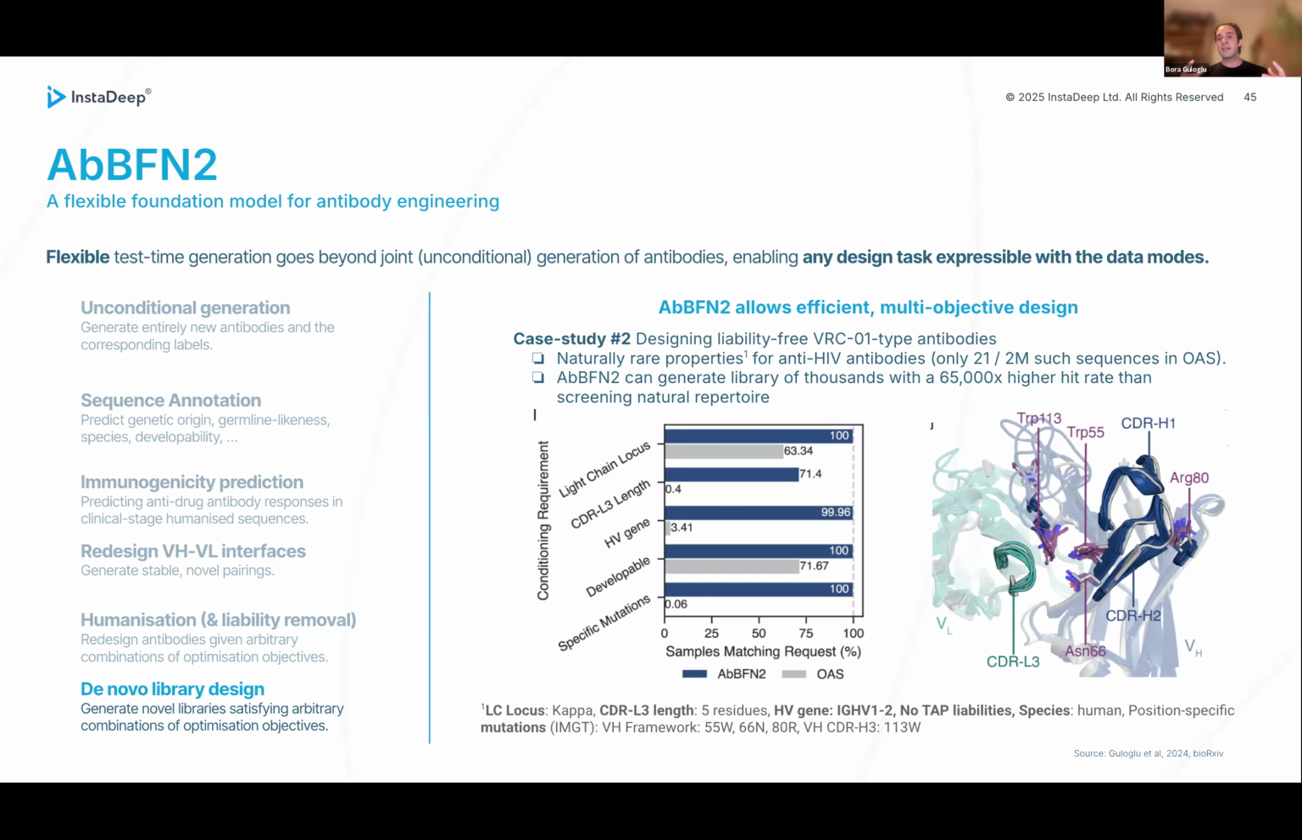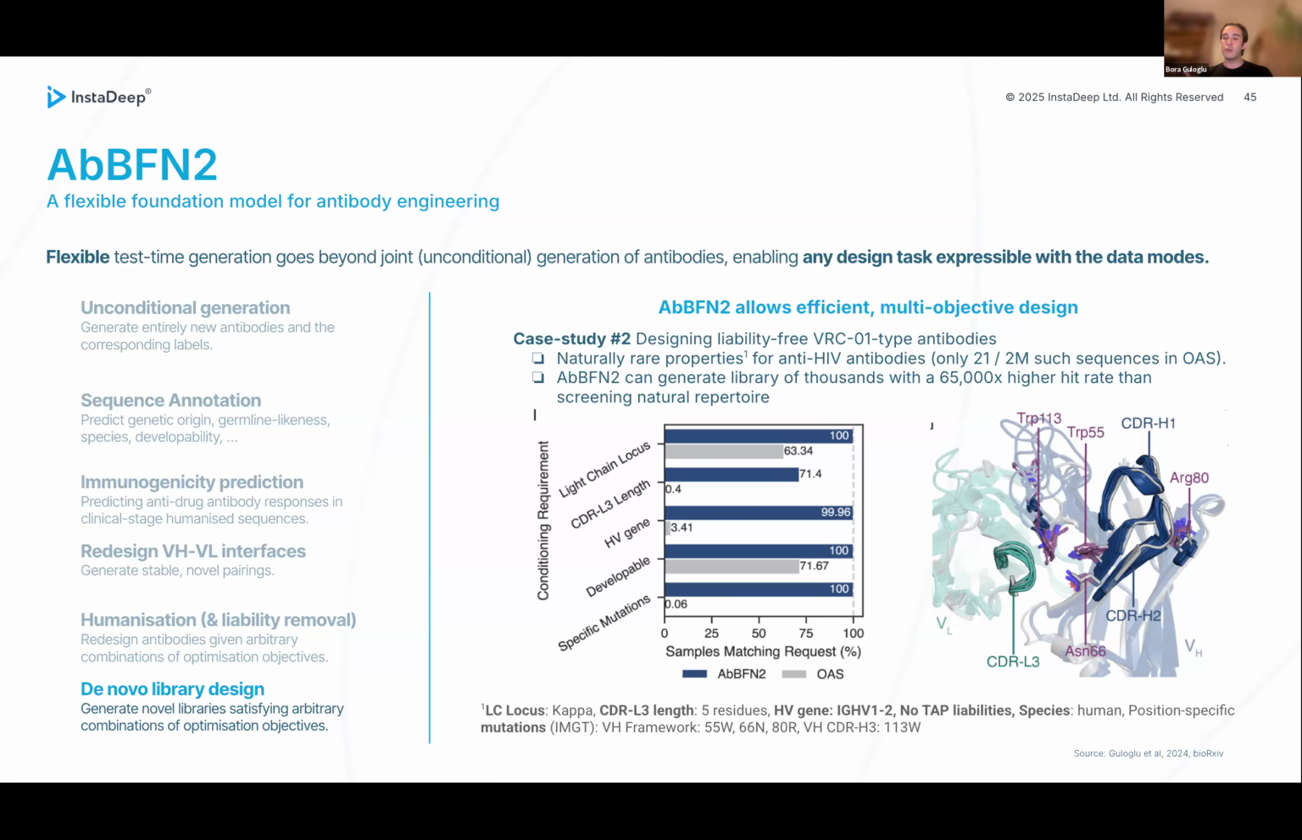The reason why they're so rare is because they present a combination of attributes that we never really find together. They're already rare by themselves, but in combination, they're exceedingly rare. There's a specific light chain locus that these always originate from. They're always kappa light chains. The CDRL3 length is really, really short. It's 5 residues, which is really rare in natural antibodies regardless. There's a specific HV gene lineage that these have to come from.